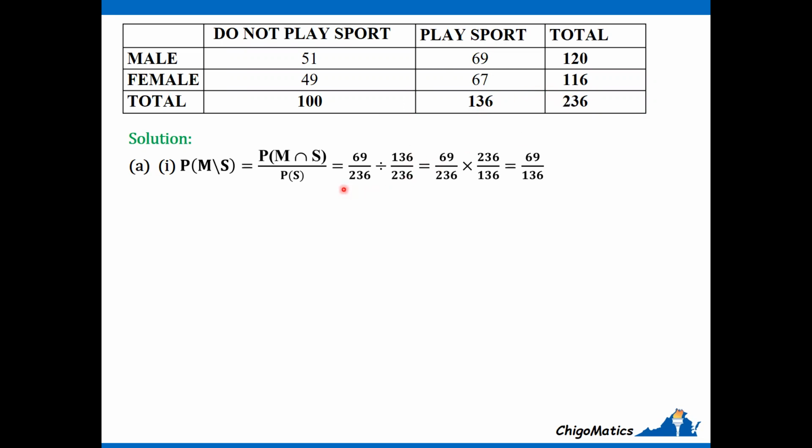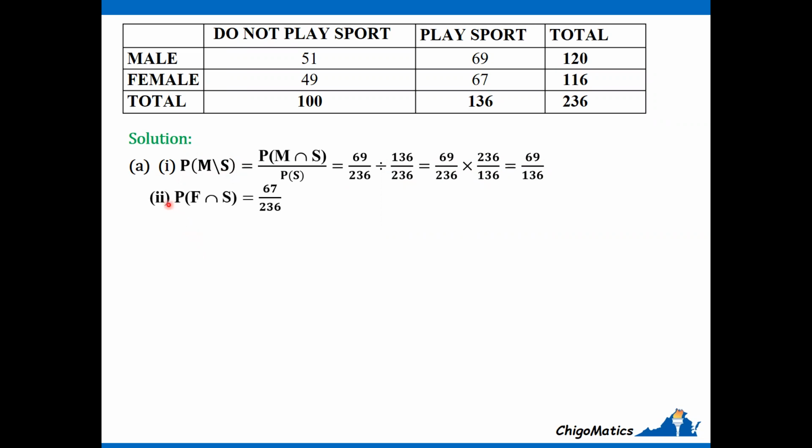This is the probability. Therefore, in such a case now, to simplify this, you change the division sign into a multiplication sign, but always remember to substitute this divisor by its reciprocal or inverse. That means the denominator becomes the numerator and the numerator becomes the denominator. That's the inverse of this, or this inverse is this. Okay, then when you simplify, you see that we have 69 over 136. That's the probability that it is a man, given that the person or the learner plays sports.